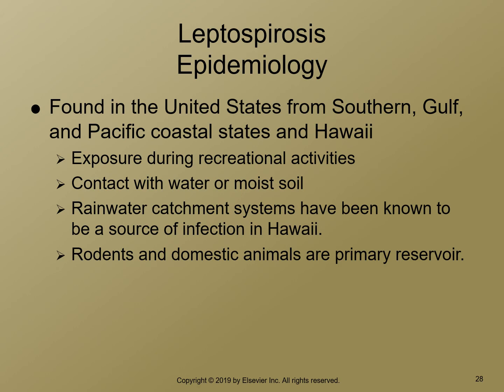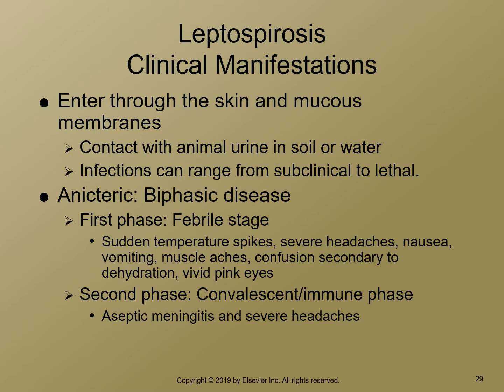Remember, rodents and domestic animals, particularly rats, are the primary reservoir for the organism, although other animals have been associated, including cows, horses, mongoose, and frogs that can also harbor leptospires. The organism enters through the skin and mucous membranes when individuals have contact with soil or water contaminated with animal urine. Infections can range from subclinical to lethal.